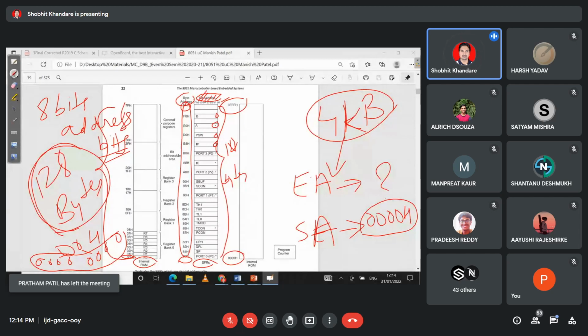Tell me what is 2 to the power of 8? 256. Yes. Tell me the unit. No one. 2 to the power of 8 is equal to 256. But what? 256 what? It is 256.